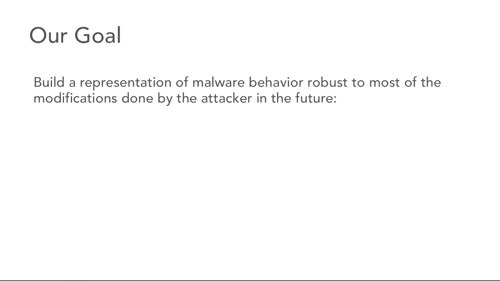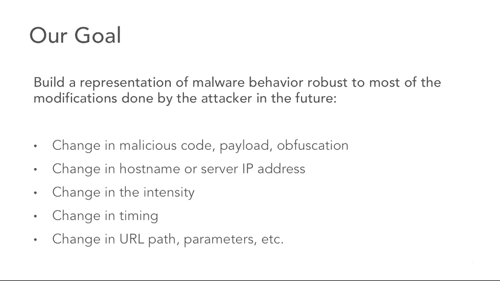And our goal is to detect all of these threats with our representation, and the representation should be invariant. Okay, we can detect current attacks, but when an attacker changes something, we will still be able to detect that. The most typical changes we see are the following: the change in the malicious code, payload, or obfuscation. It happens all the time. Change in hostname or server IP address to bypass the blacklists, right? Change in the intensity of the attack, in timings, or in the components of the URL. Everything happens very frequently, and we want to build a representation that is invariant against those changes.